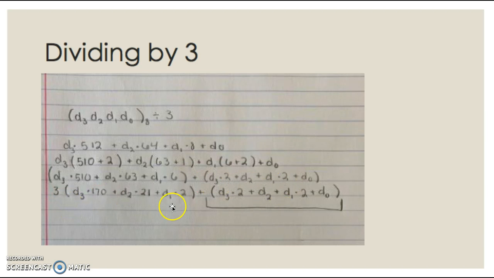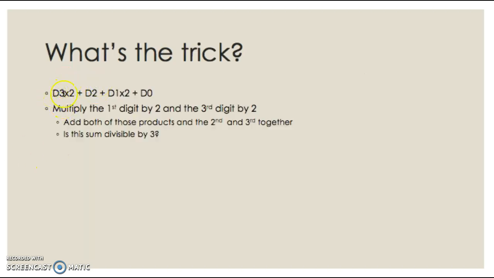So then you will look down here and take a 3 out of this area, and what you actually end up having in the parentheses here doesn't really matter, because we know that it is divisible by 3, which is what matters the most. But what's left over is what does matter. So you have D3 times 2 plus D2 plus D1 times 2 plus D0. So this is kind of an equation to figure out if a number is divisible by 3. So I wrote this out here, and then you will see what the trick is.